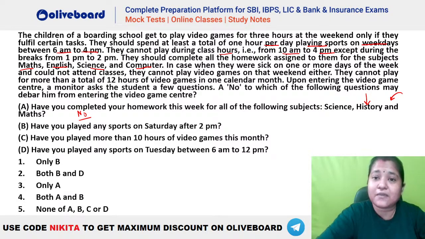But this should not impact his playing video games, because the criteria for playing video games was that you should have completed the maths, English, science, and computer homework. History was not included in there. So you can see that A has a possibility that there can be a no also. It is not a definite one that is going to debar him from entering. Okay, I hope this is clear. So A is not the right answer.